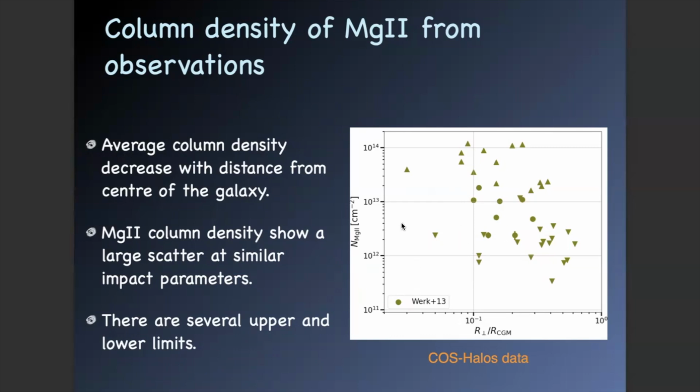So in this plot, I am showing the magnesium 2 column density as a function of distance from the galactic center normalized by the virial radius of the CGM for the COS-Halos survey. COS means the Cosmic Origins Spectrograph. It is a spectrograph on the Hubble Space Telescope, and this is one of the surveys using this instrument. So here we can see detections along with the upper and the lower limits. And also we see a large variation in the column density at similar impact parameters. So how do we understand this observation?